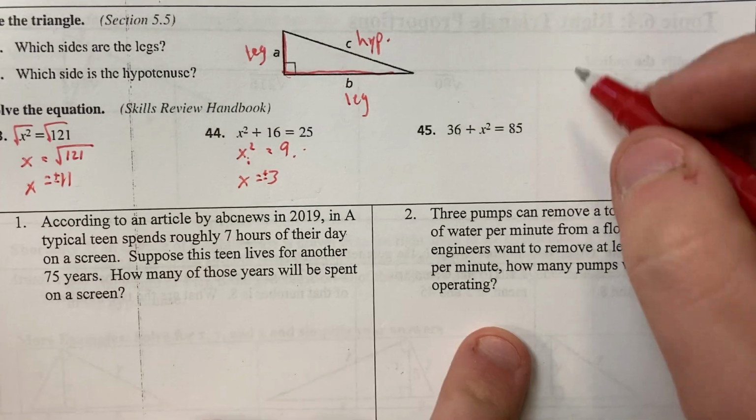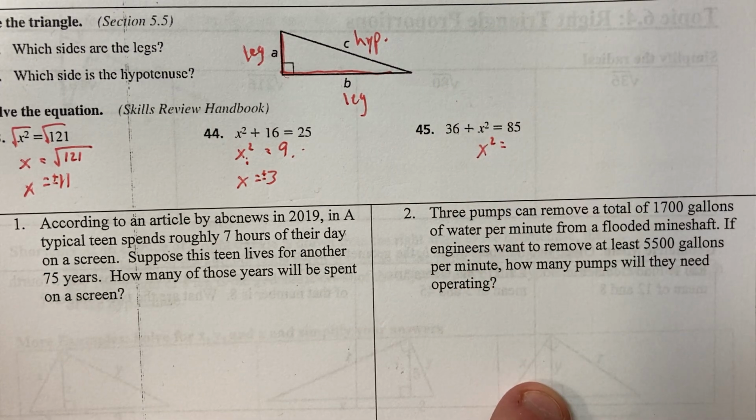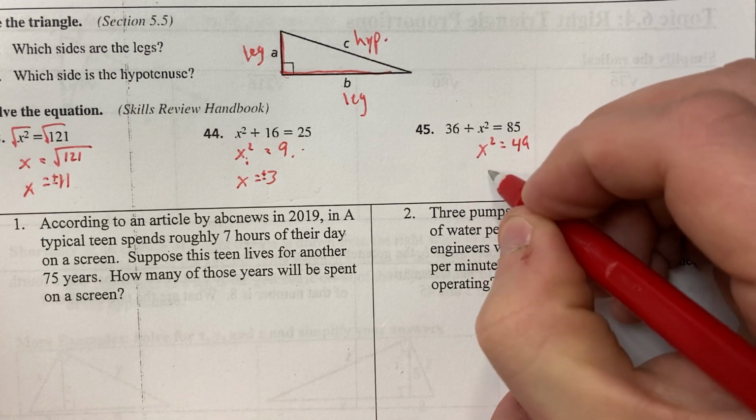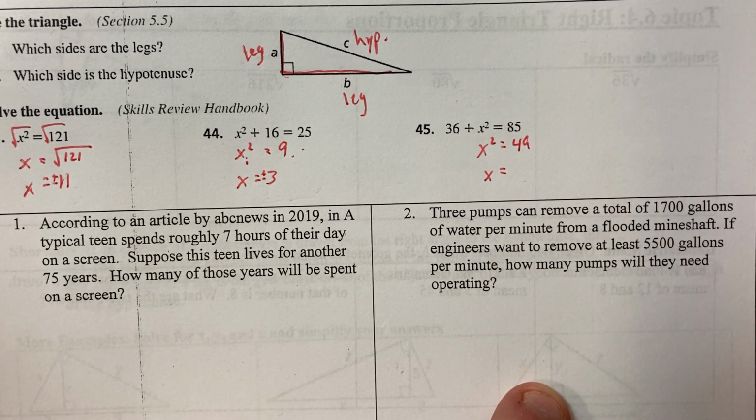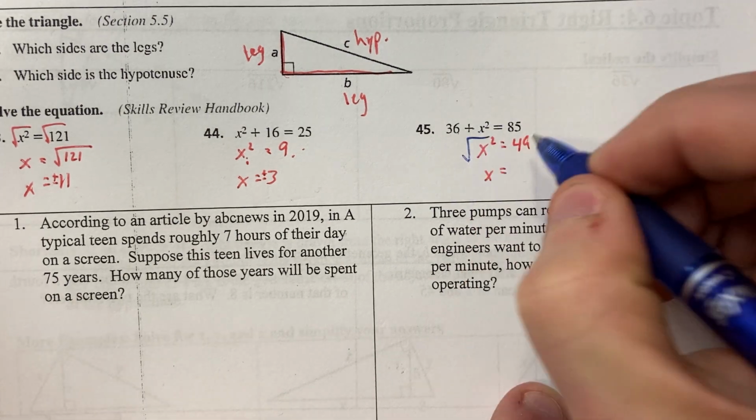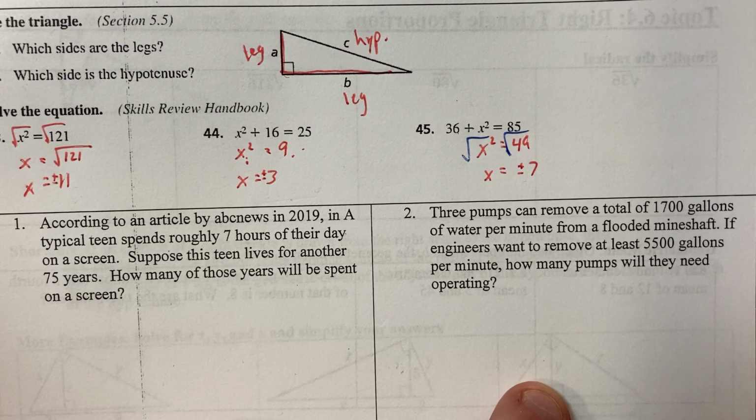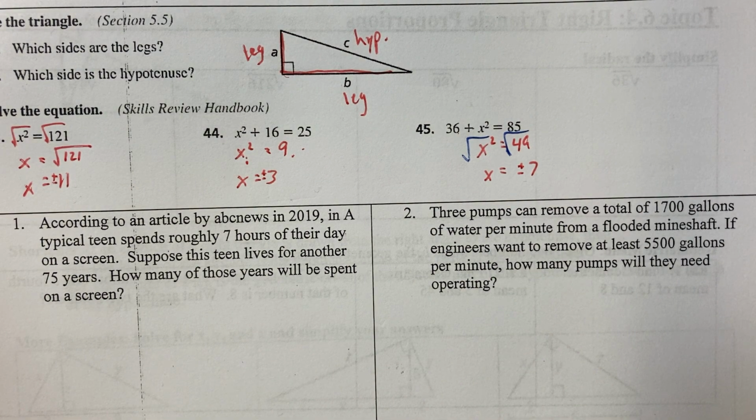All right, next one. We will subtract the 36. What's 85 minus 36? It would be 49. And so x is the square root of 49. Square root both sides. And technically it's plus or minus 7. 7 times 7 equals 49, and negative 7 times negative 7 equals 49.